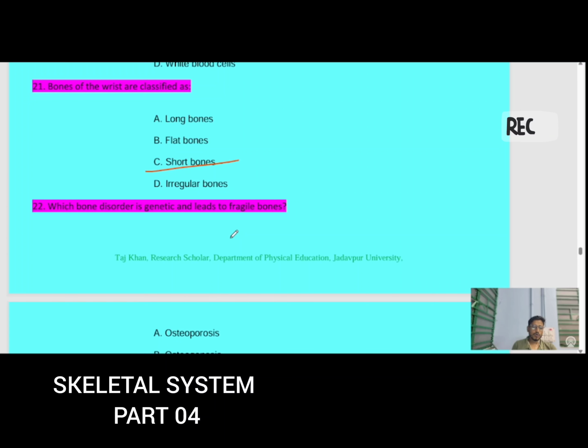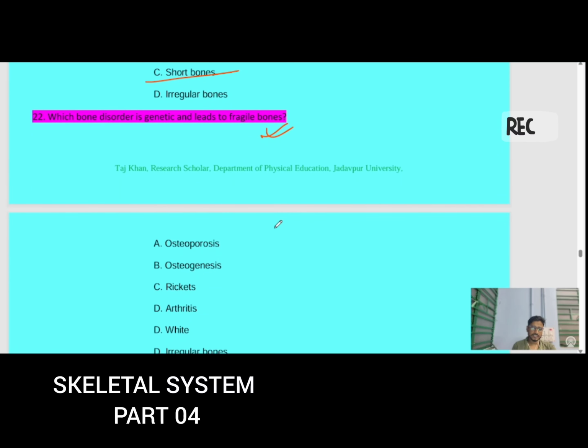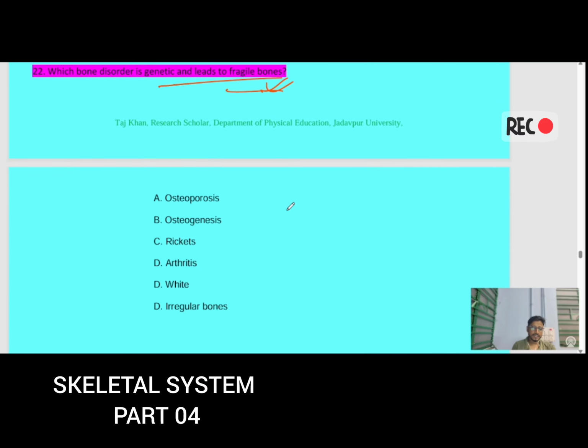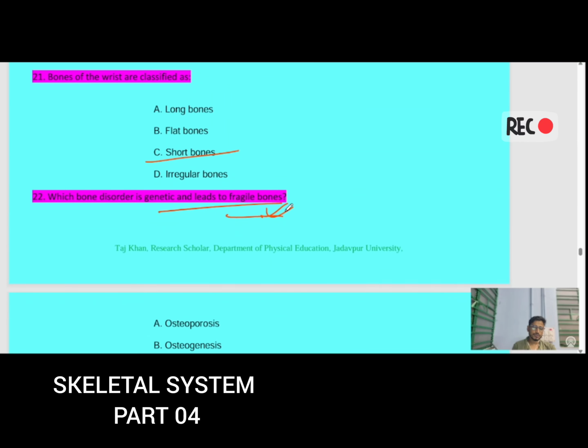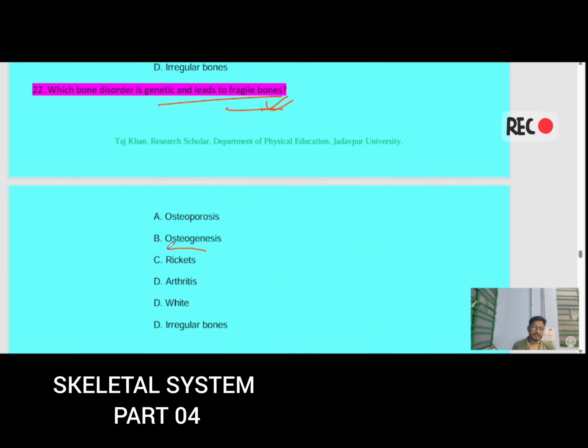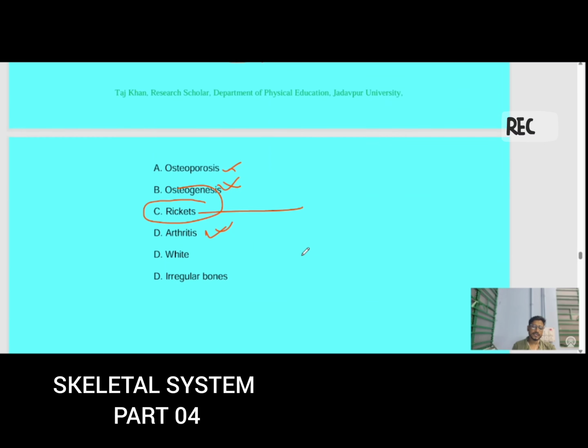Okay. Which bone disorder is genetic and leads to fragile bone? Genetic and also a bone disorder. I think the answer will be genetic and fragile bones. Osteomalacia, I think so, but I think it is rickets. Osteoporosis is not, osteogenesis is not, arthritis is not. I think it is rickets. Rickets is also a genetic disorder.